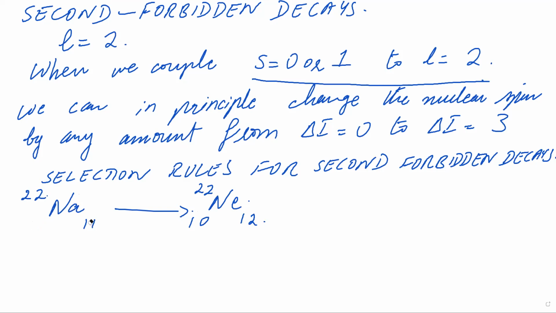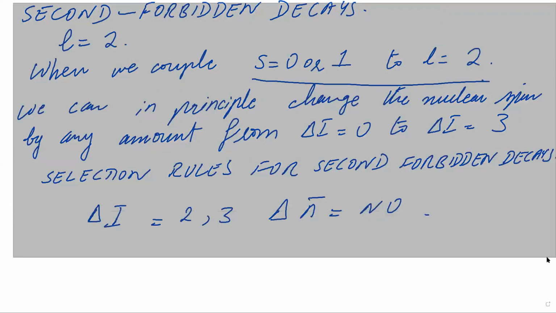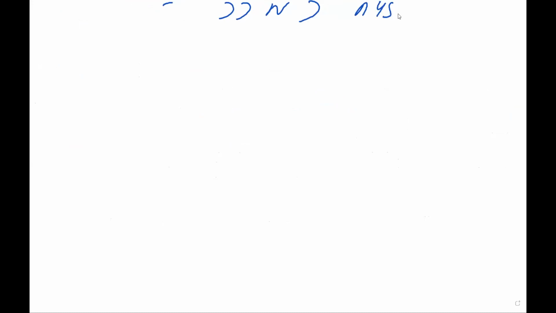Let's just leave it like this, I made a mistake. Okay, so I was talking about the selection rules. So this will be delta I equal to 2, 3, and delta pi equal to no change. So these are the selection rules. Now I'm going to erase this, and I'm going to apply these rules that we've just studied.